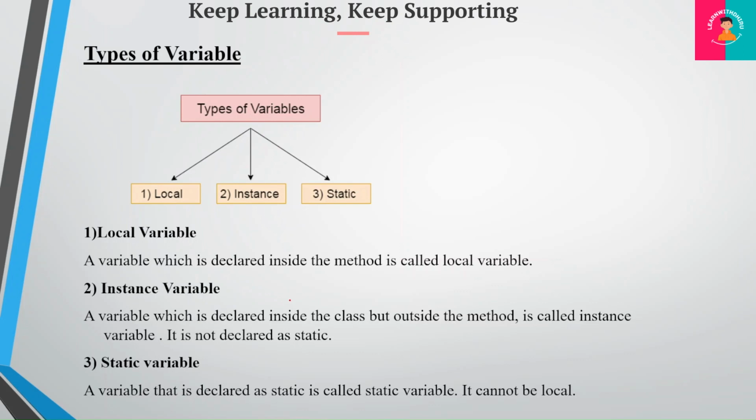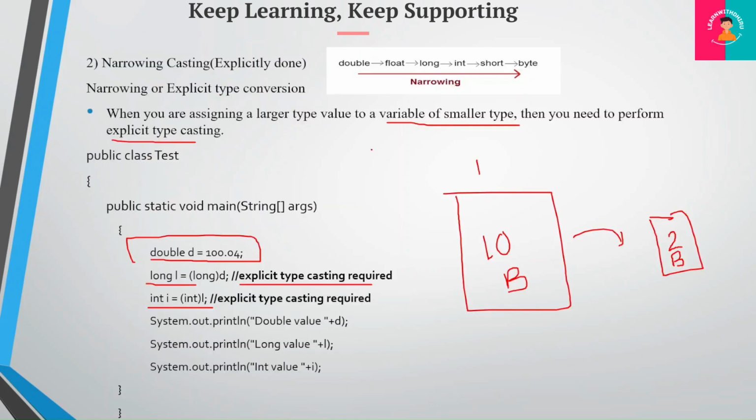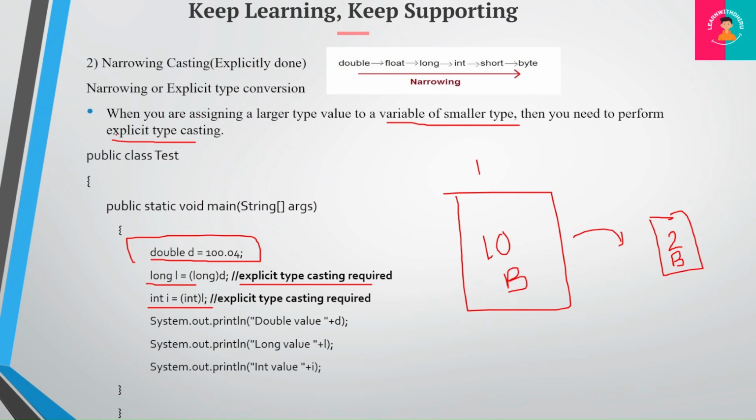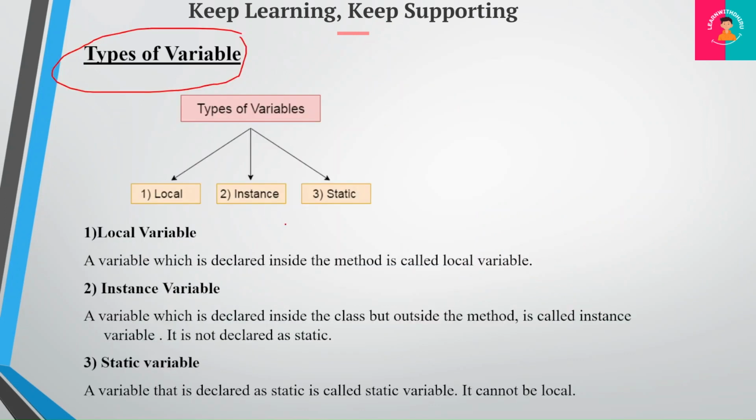Then coming to the different types of variables. In this program, you can see there are different types of variables. Here I have declared this variable inside my class, inside the main method. In the types of variables, there are three types: local, instance, and static. A local variable is something which is declared inside the method.